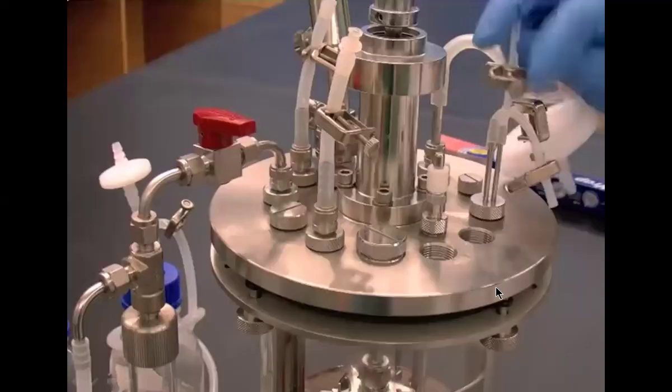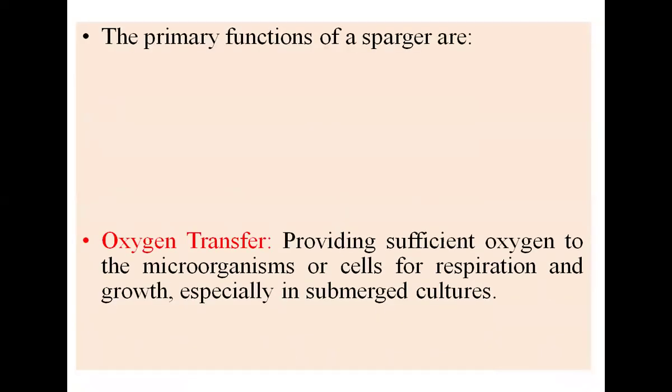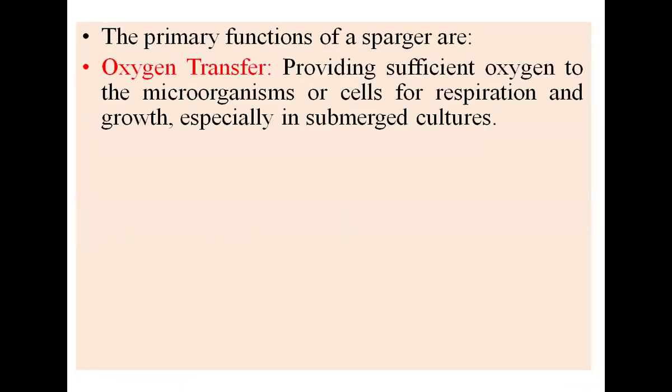And this is the top view of the bioreactor where you could see different probes, that is the pH probe, acid and base reservoirs, the culture inoculum probe, and the culture medium probe for temperature regulation. Antifoaming agent regulation will be there. So all these inlet pipes can be observed in this particular fermenter vessel. Now let us understand in detail the functions of a sparger.